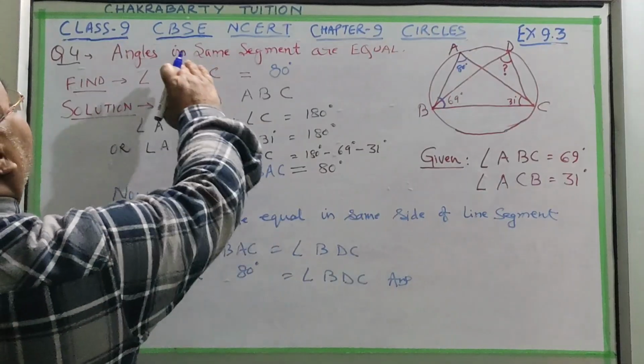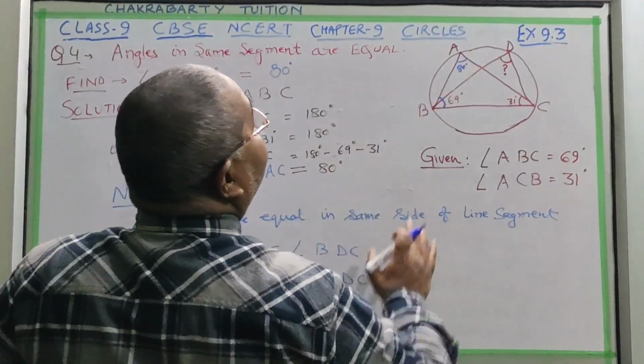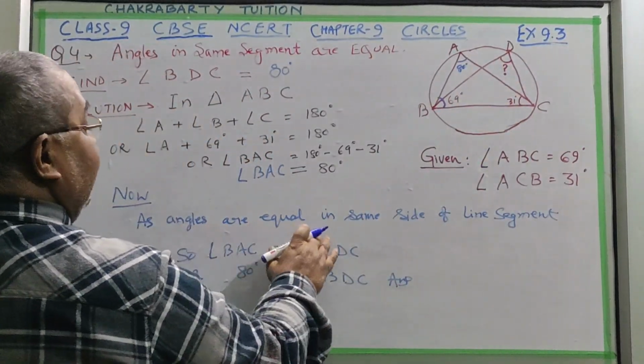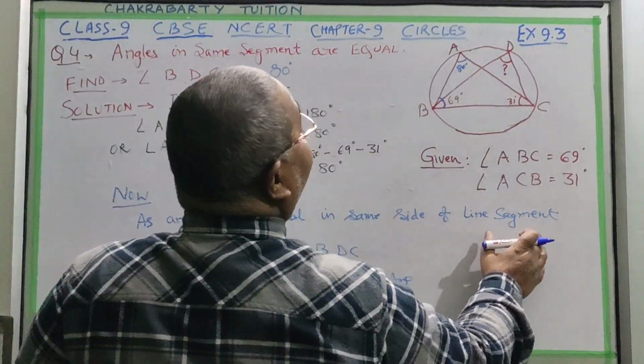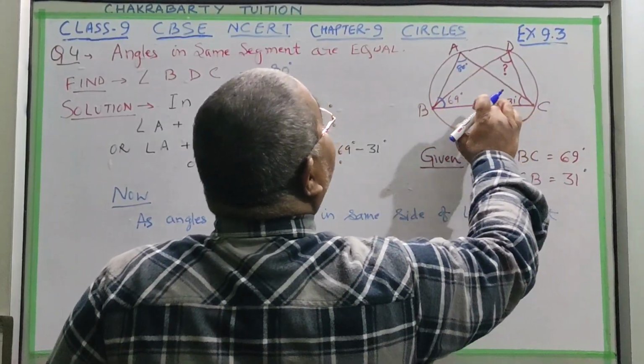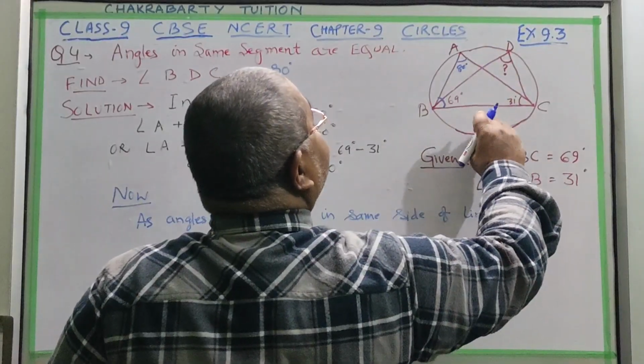Now, what we have a theorem, angles in same segment are equal. Angles in the same segments are equal. Means angles are equal in same side of a, suppose this is a line segment. P and C is a line segment. So one side is this upper portion and one side is upper portion.